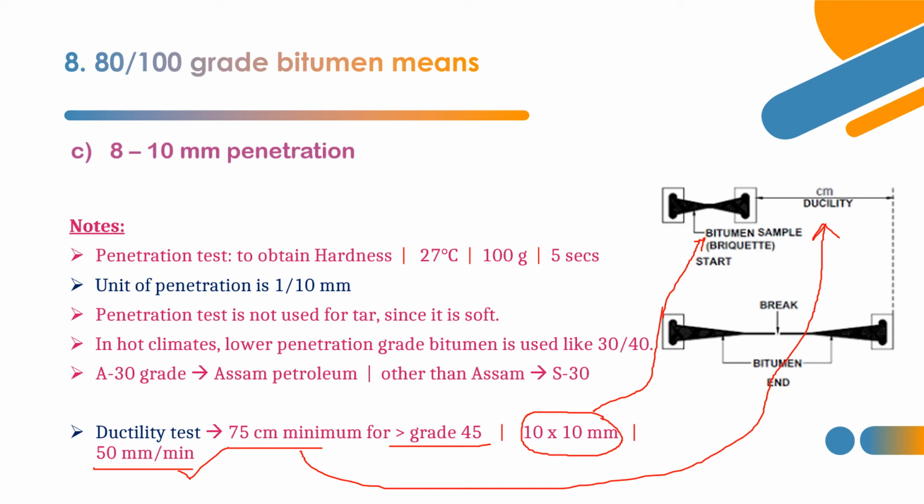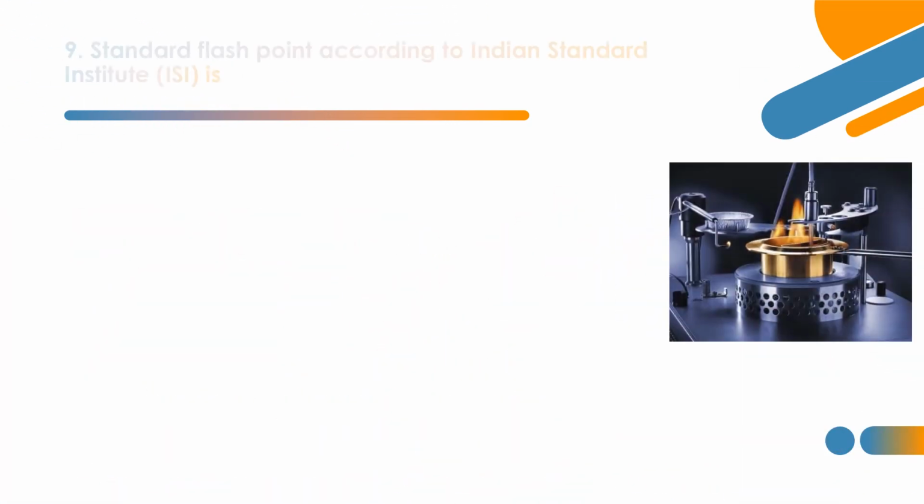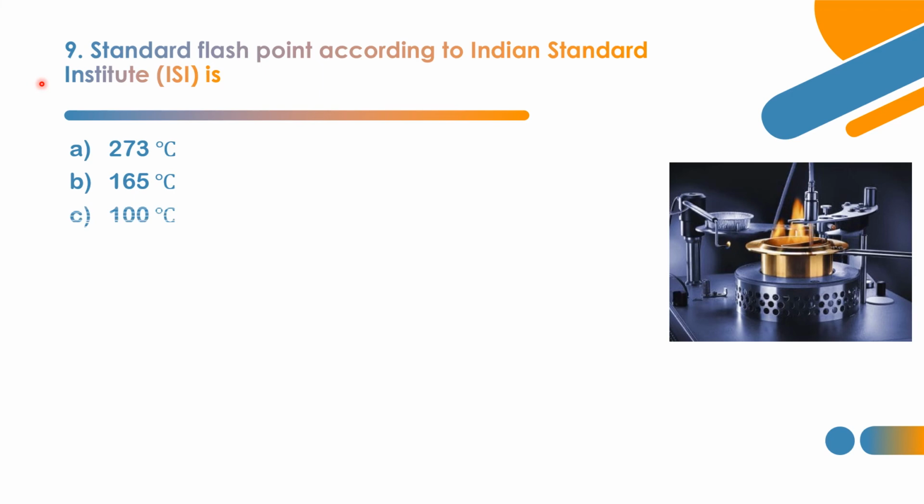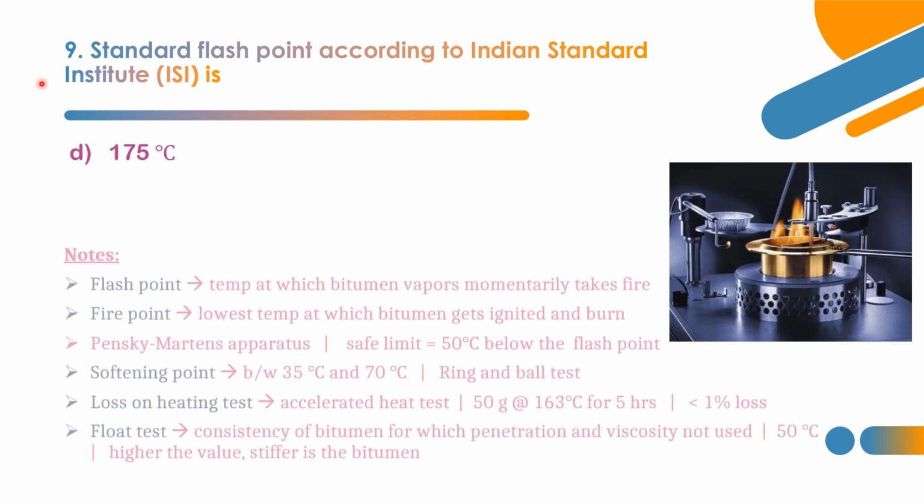Now we shall move on to the ninth one. Standard flash point according to Indian Standard Institute is. This is another test on bitumen, the flash and fire point test. So what is the standard flash point? That is, what is the temperature at which the standard flash point will be adopted according to Indian standards. Option D, 175 degrees Celsius, the standard flash point.